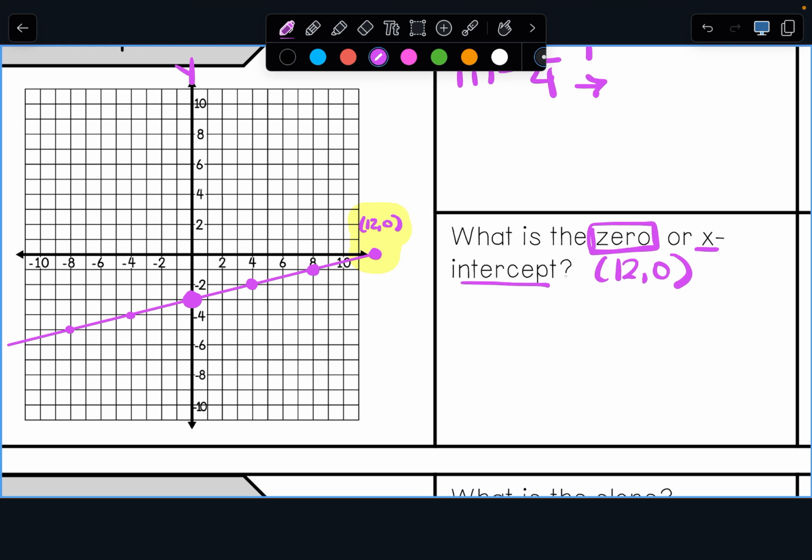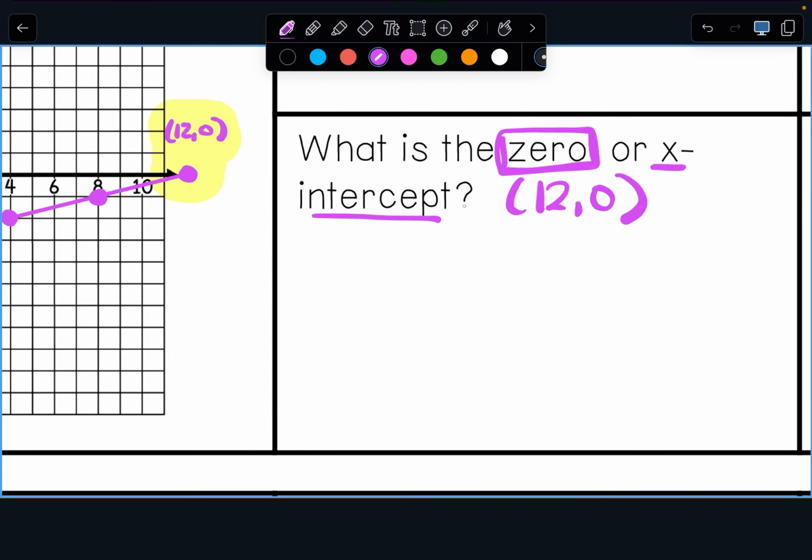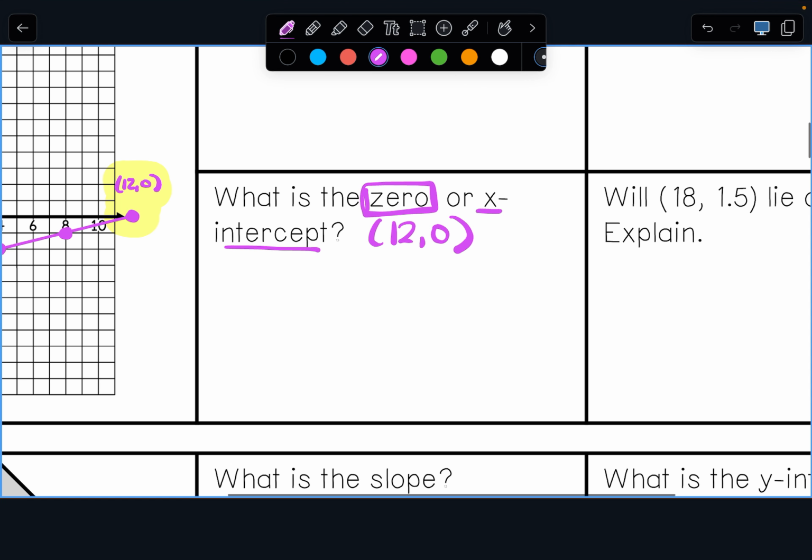12, 0. But let's say the x-intercept is a number that's far, far away from the graph and we can't see it on the graph. What can we do to find it? How do we solve for the x-intercept? Replace y with 0.